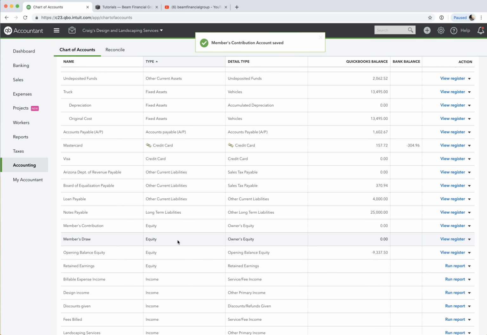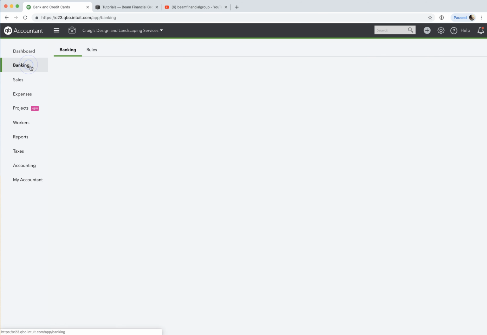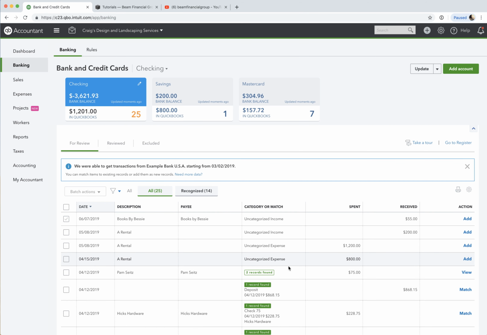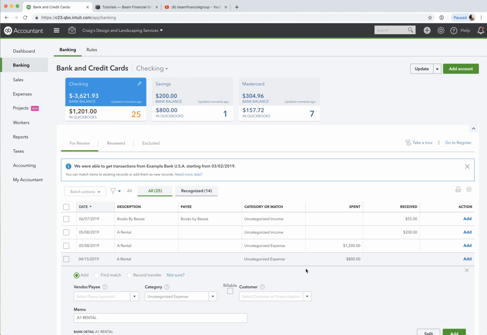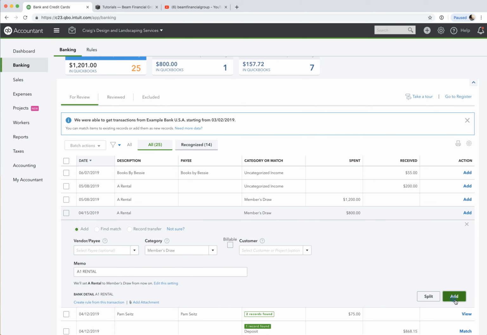So what will happen when you take a draw is we'll go to the banking center and you'll see, let's just take this $800 for example. $800 went out of your business checking. And let's say for this example, you transferred it to your personal account. So you're drawing money from your business checking to your personal checking. So all you would do here is you would choose that account that we just created, and that was member's draw. I typically will put a name, so whatever the name of the owner is, your name as the vendor payee, and that's it. And then you're going to add that transaction.